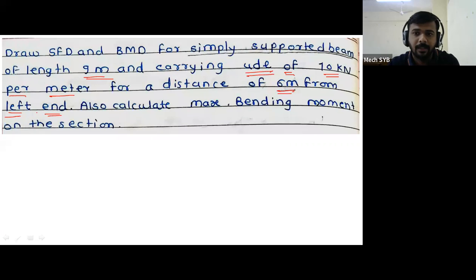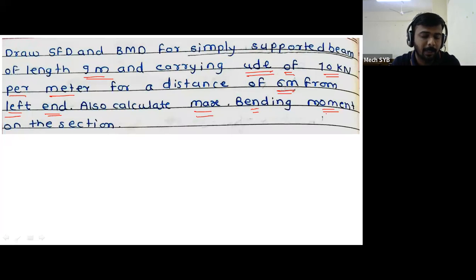बघा काय दिलेलं आहे? A simply supported beam of 9 meter, total length of the beam is 9 meter, and that beam is subjected to the UDL. What is the quantity of UDL? That is 10 kilonewton per meter for a distance of 6 meter from the left end. म्हणजे टोटल बीमवर तुमचा UDL ऍक्ट झालेला नाही. It is acting only 6 meter distance from the left side. म्हणजे लेफ्ट साइड पासून जे काय 6 मीटर डिस्टन्स आहे तेवढ्याच डिस्टन्सवर तुमचं UDL ऍक्ट झालेलं आहे. Full stop. Also calculate maximum bending moment on the section.